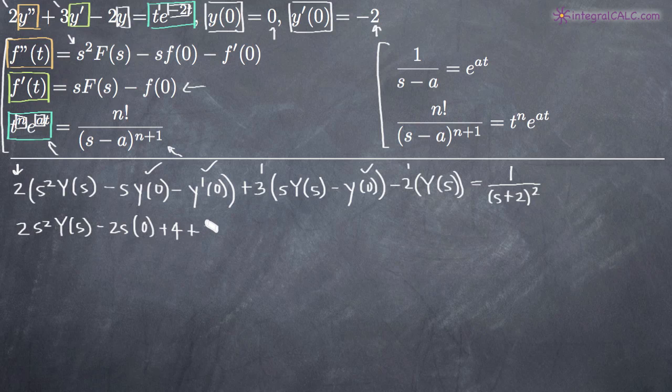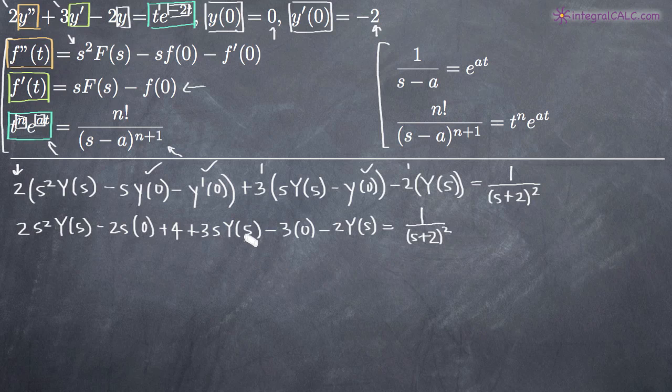Moving on to our second term, we'll say plus 3s capital Y of s minus 3 times y of 0, which we know to be equal to 0. Then we'll have minus 2 times capital Y of s, and we'll go ahead and leave the right side as it is, 1 over the quantity s plus 2 squared.